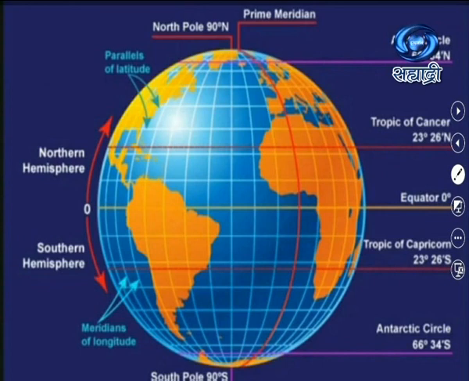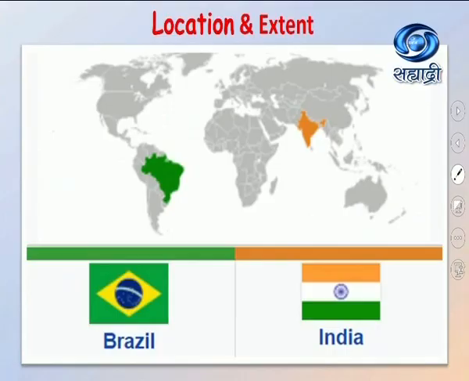Now, to find out the location and extent of any region, this was very important. We are going to talk about two countries. One is Brazil and the other is India. Now, as we know that we have comparative studies of two countries. Now, which two countries? Obviously, one is our own country, India, and we are going to compare India with the other country, Brazil.